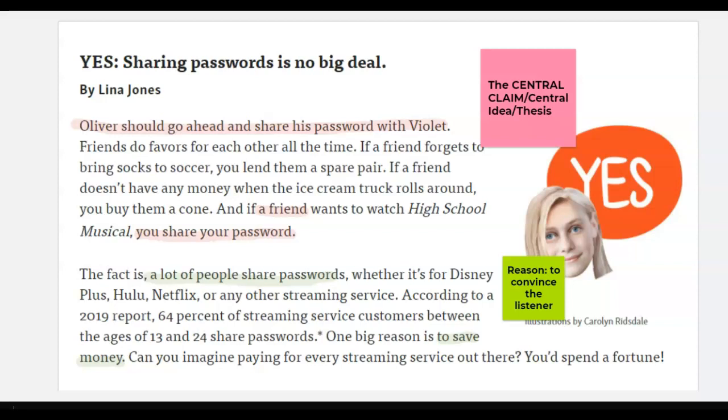You've already read the article and probably did some highlighting or annotating, so here I won't read the whole thing. Again, we are reading the yes side. "Yes, sharing passwords is no big deal."